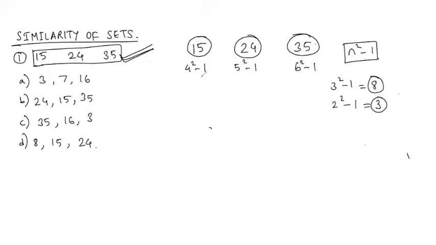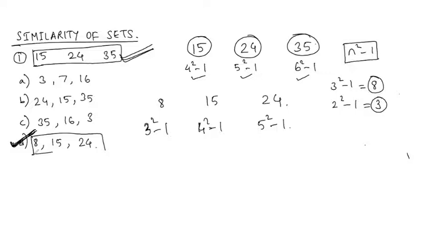Look at the question, there is an order: first 4 square minus 1, 5 square minus 1 and then 6 square minus 1. So clearly the set is option D. Yes, correct, option D is the answer. So here we should follow the order of square minus 1. What is 8, 15 and 24? Option D. 8 is 3 square minus 1, 15 is 4 square minus 1, 24 is 5 square minus 1. That is why option D is correct. So this set 8, 15, 24 is similar to the given set.